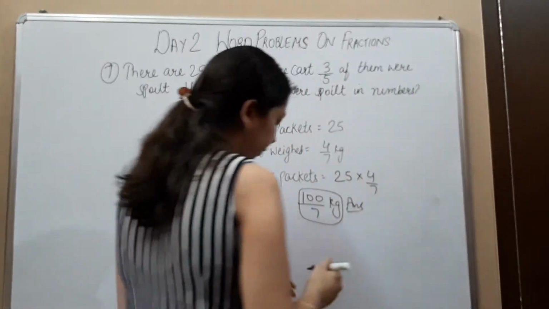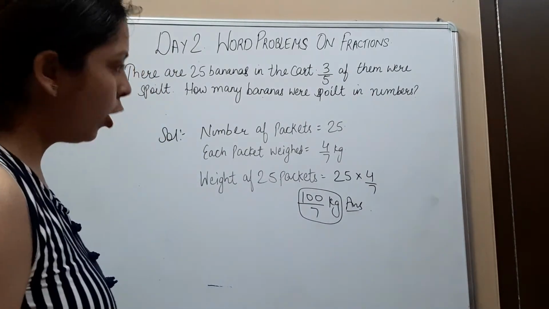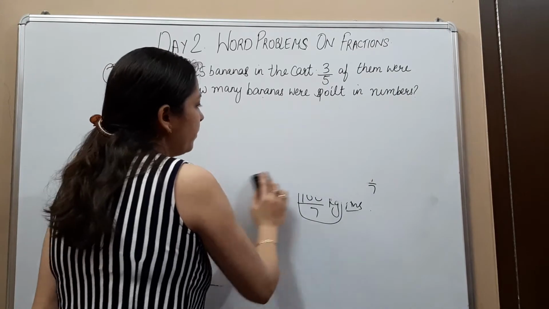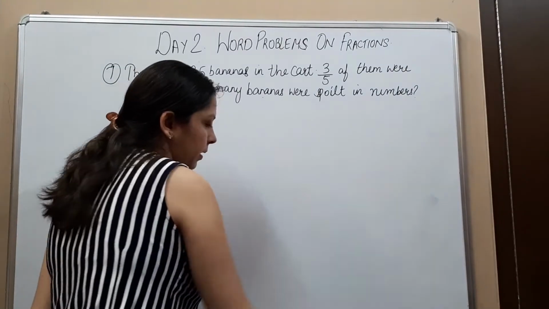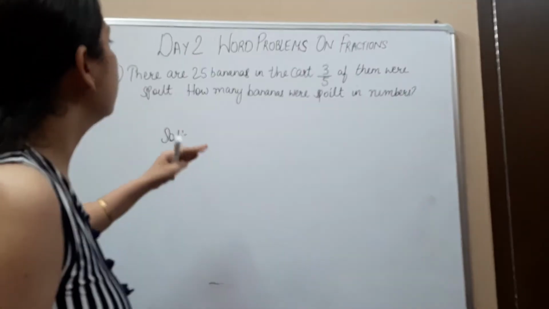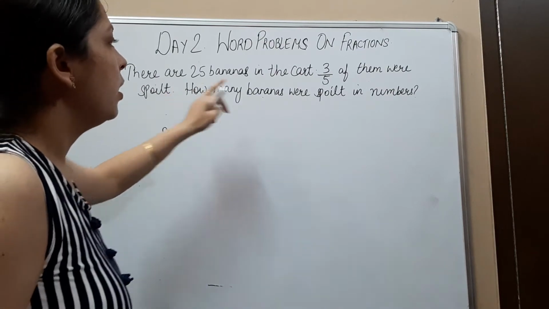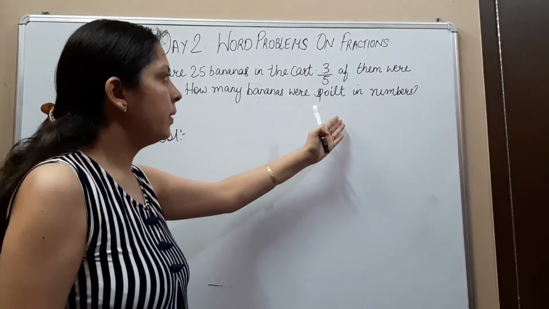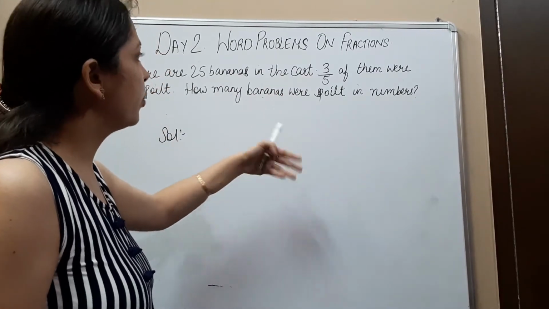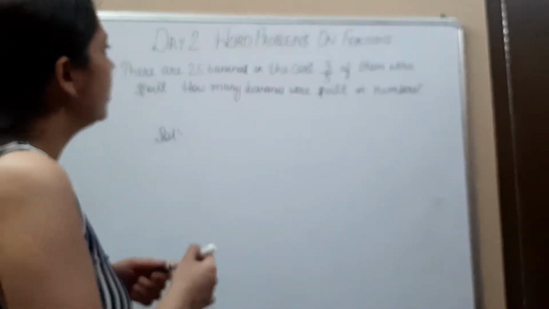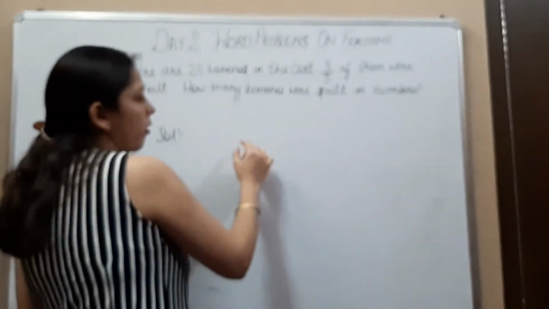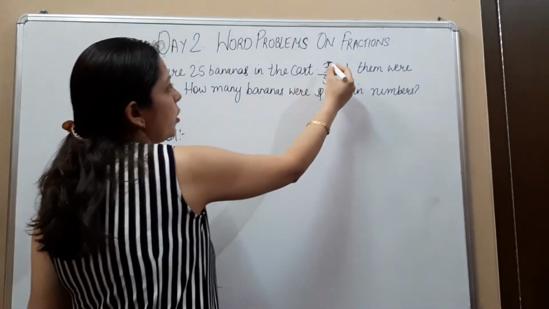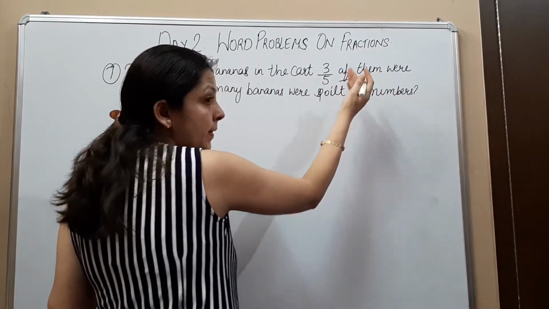So you have to find how many bananas were spoiled in numbers. You have given the total number of bananas and some part of the bananas were spoiled. You have given the fraction for it, and now you have to find how many bananas. So what we will do, it becomes the case of "of". You have to find 25 of 3 by 5. See, 3 by 5 of them. Of means multiply.